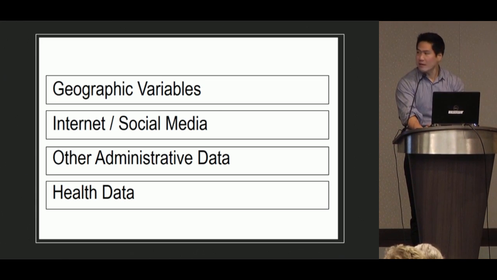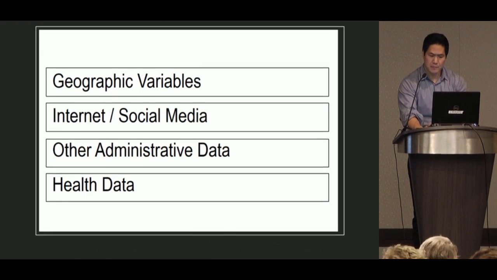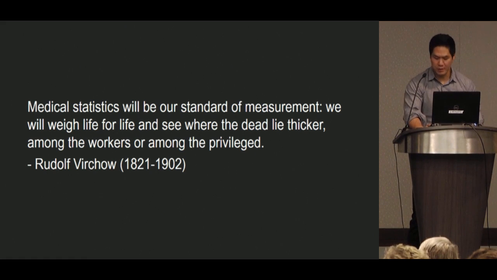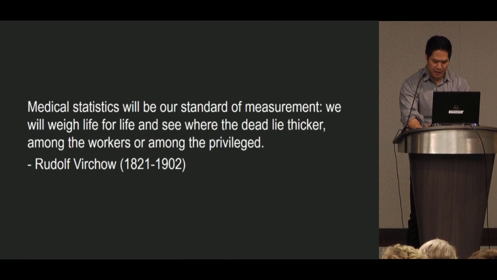And looking at this health data shows that health is not distributed evenly in a population. And these observations are not new. This is a quote by Rudolf Virchow, one of the founders of the field of social medicine. "Medical statistics will be our standard of measurement. We will weigh life for life and see where the dead lie thicker, among the workers or among the privileged." So indeed, the dead do lie thicker in some groups compared to others.